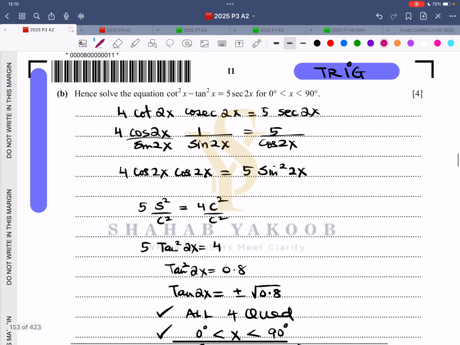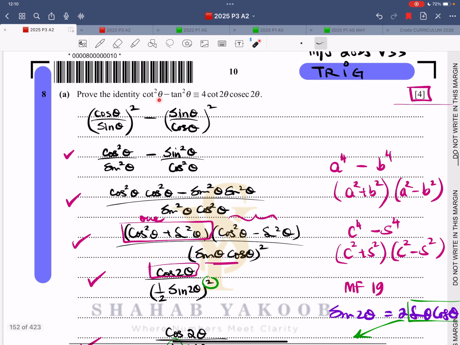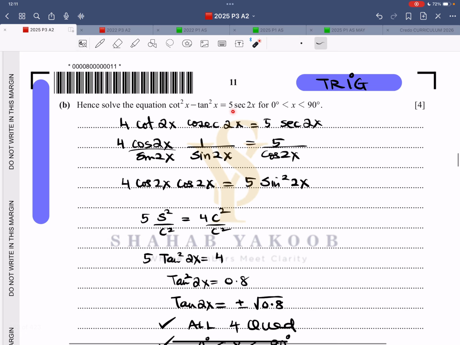The next one, now we have to solve this equation. Now always double check, have they changed anything? Cot square x minus tan square x. This is cot square theta minus tan square theta, with theta replaced with x. So that becomes this thing. This is 5 sec 2x.